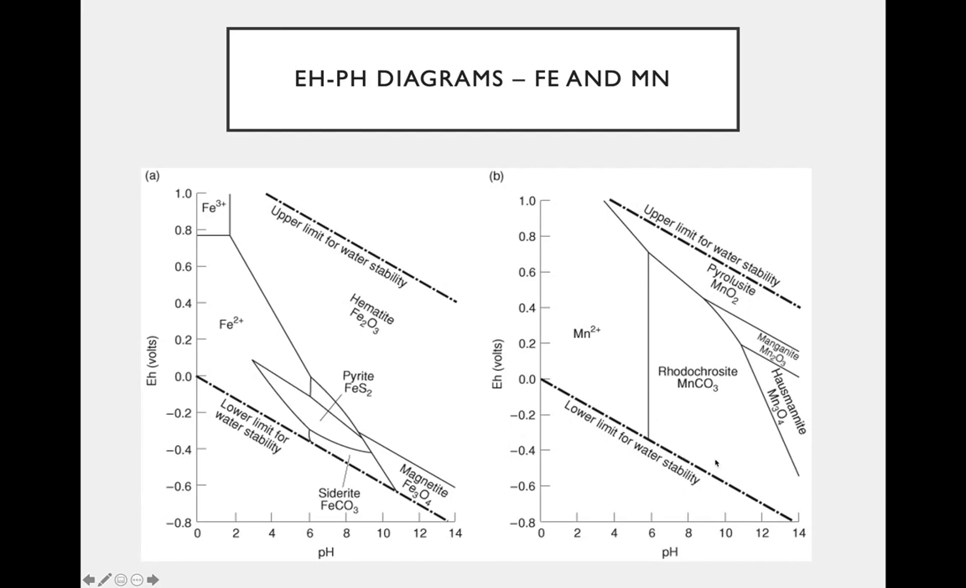Usually the reduced material is more soluble in water, and as you oxidize, we get to a position where it actually precipitates out as maybe hematite or pyrolusite, depending on banded iron formations or manganese deposits. So that's all I have for this one.